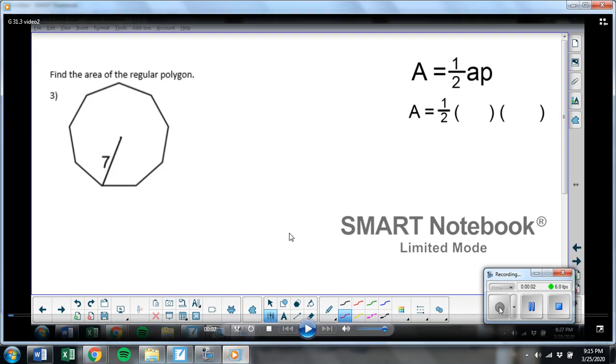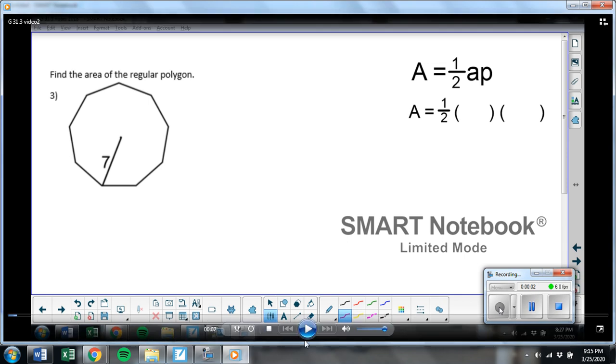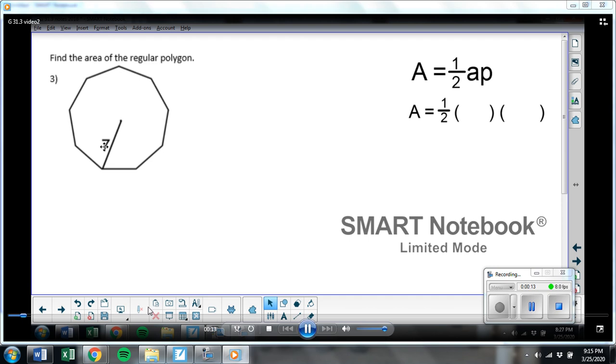31-3 notes. Continue. This is question 3. I have the formula ready to go. So we need to find the apothem and the perimeter. So it's going to be helpful to draw the apothem, because 7 is not the apothem.